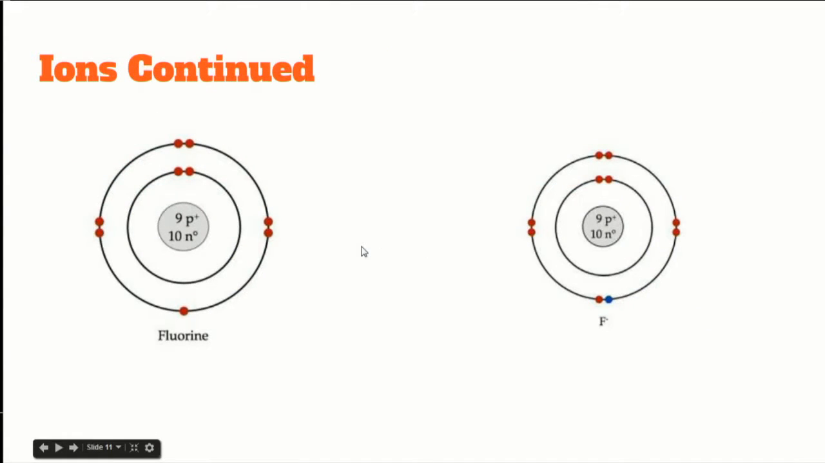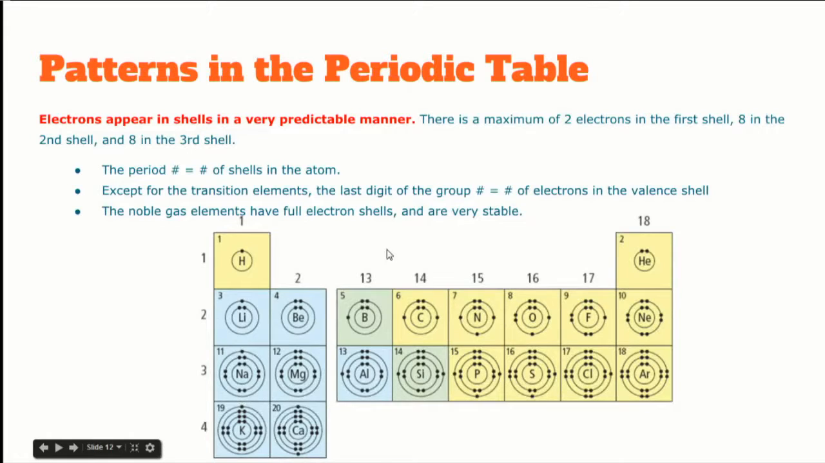Oh, gotta be careful with this mouse. All right, so the first row has 2 elements in it. The first shell holds 2 electrons. So once you fill that shell, you start in the second period or the second row. So lithium in its outer shell has 1 electron. Second column, 2 electrons. Third column, 3.